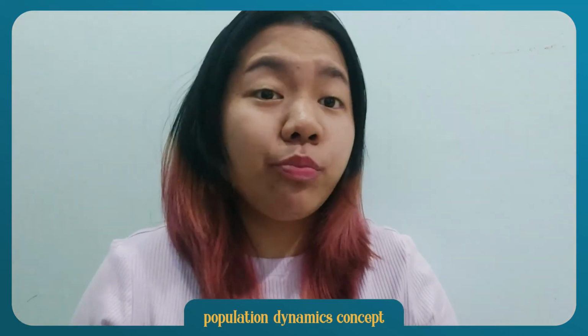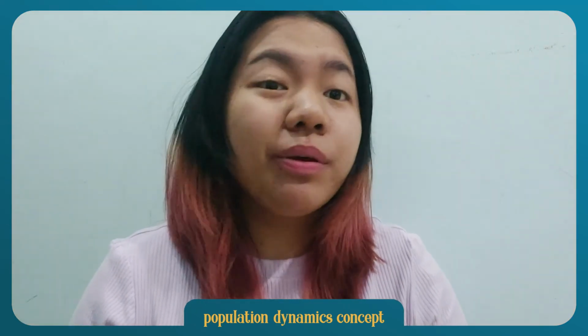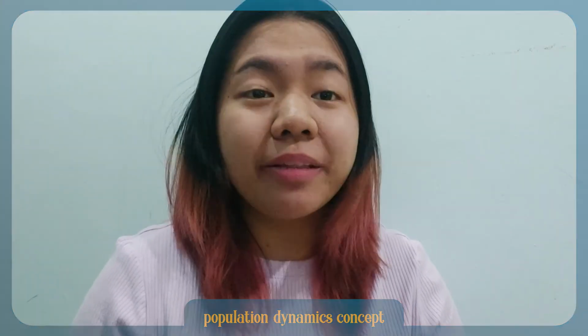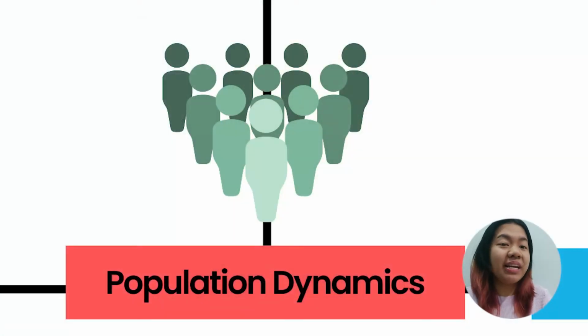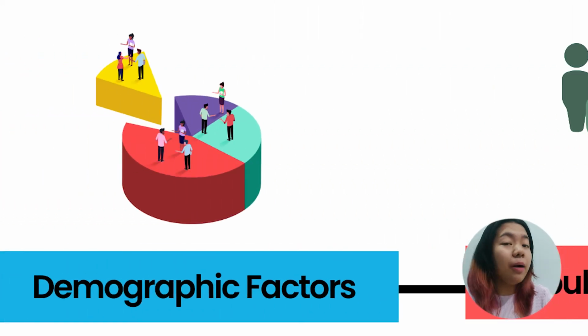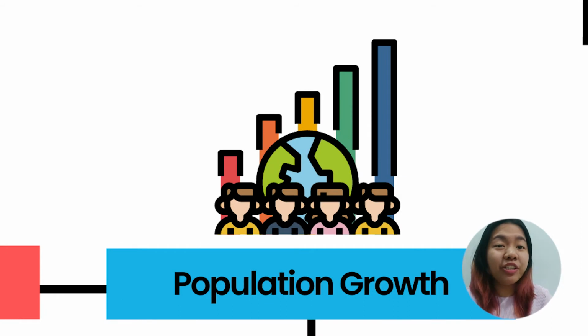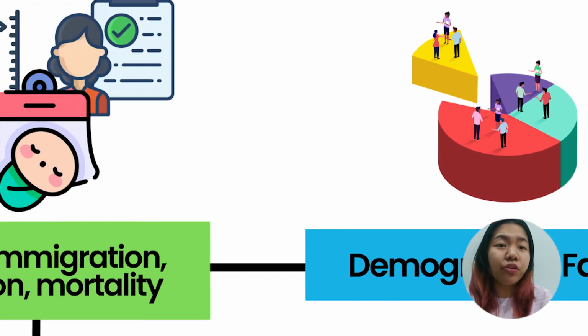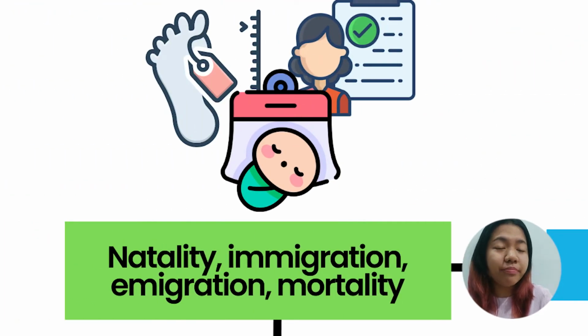In the mind map that we will be presenting to you today, we will be talking about population dynamics and sub-concepts related to it. Under population dynamics, we will first tackle the concepts of demographic factors, population growth, and population regulation. Demographic factors are the elements that signify the entrance and exit of an organism to a specific population. These factors are specifically birth or natality, immigration, emigration, and death or mortality.